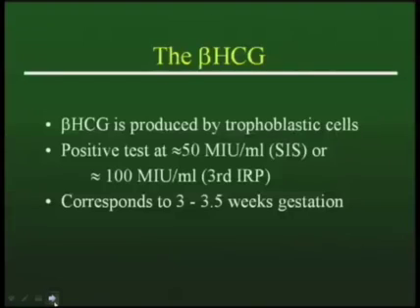The other thing that's important in the approach to first trimester sonographic diagnosis is putting this in the context of the beta-HCG, or the serum or urine pregnancy test. To remind you that there is a somewhat confusing history to the beta-HCG levels. Most places now operate on the third international reference preparation, and so a positive test will be about 100 milli-international units per milliliter.